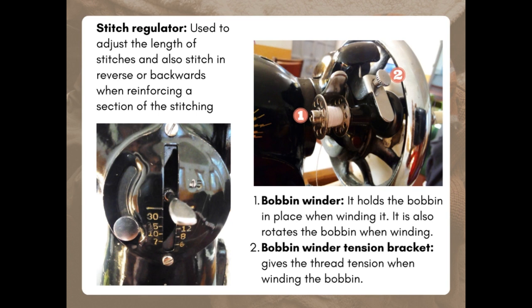The bobbin winder is labeled as number one, and it holds the bobbin in place while it also rotates when winding thread around it. The bobbin winder tension bracket, which is labeled number two, provides tension to the thread when winding it onto the bobbin.